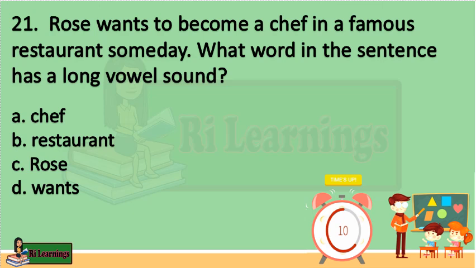21. Rose wants to become a chef in a famous restaurant someday. What word in the sentence has a long vowel sound? A. Chef. B. Restaurant. C. Rose. D. Wants.